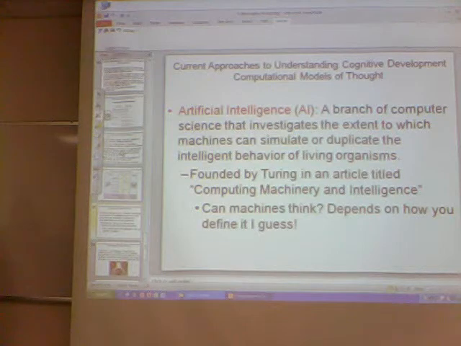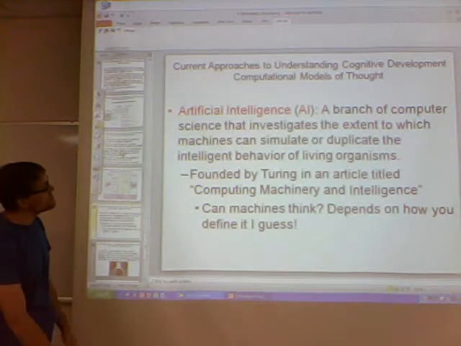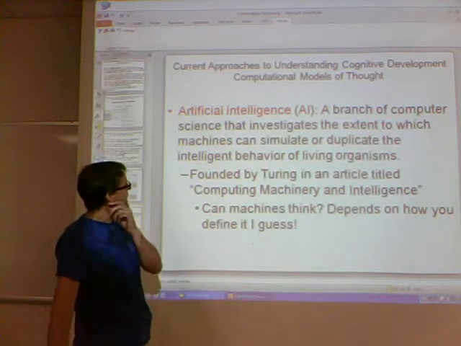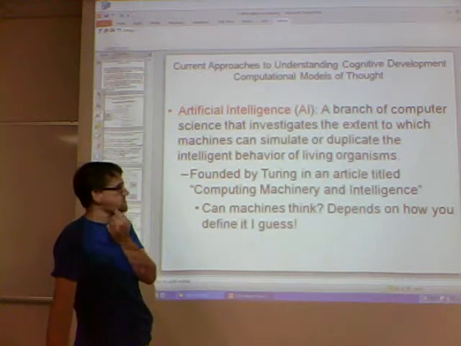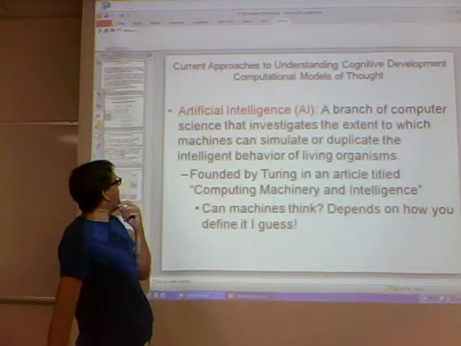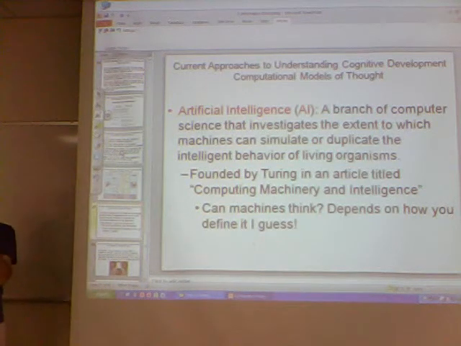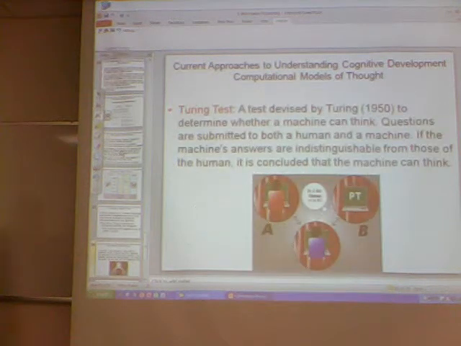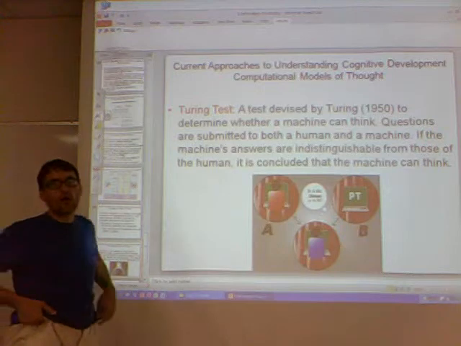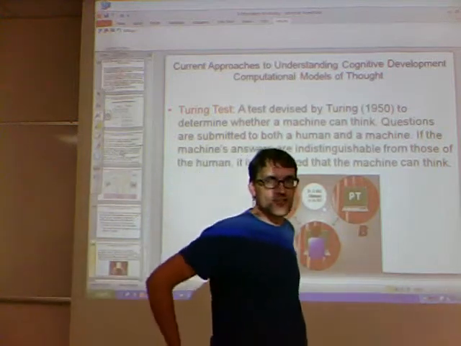AI, I love it, the artificial intelligence branch of computer science that investigates the extent to which machines can simulate or duplicate the intelligent behavior of living organisms. It is very cool, but to define artificial intelligence is not an easy thing. I believe the next chapter we're going to talk about intelligence in humans, so here's not a bad start, okay? What is intelligence in a computer? Well, here is the definition of artificial intelligence.